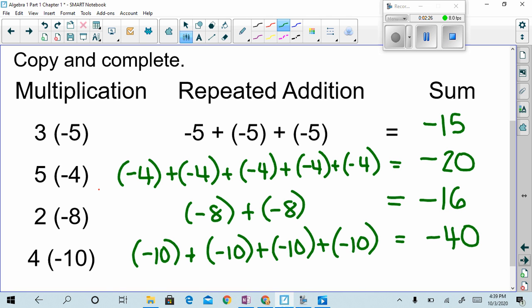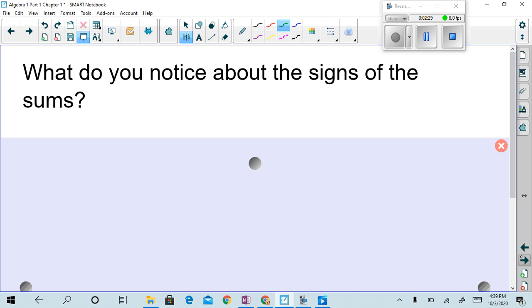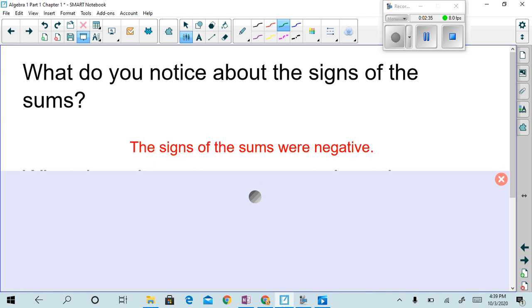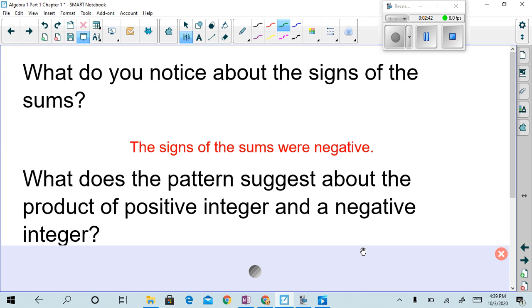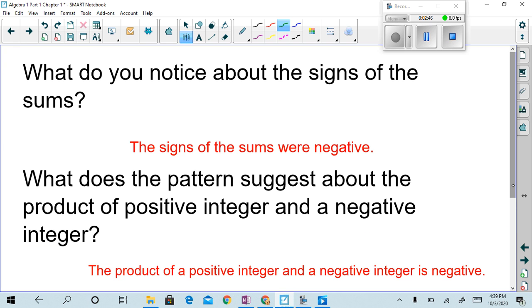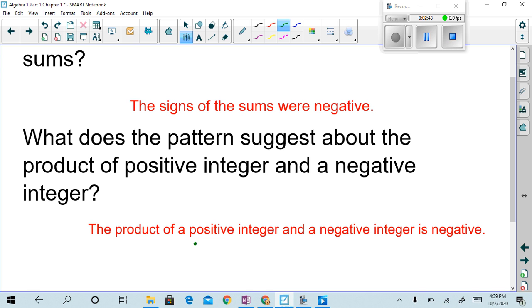My first question is, looking at those sums, what do you notice about the sums of all the problems in the previous slide? Well, the signs of all those sums were negative. So what does the pattern suggest about the product of a positive and a negative integer? It tells us that the product of a positive and a negative is going to be a negative. So the product of a positive number times a negative will give us a negative.